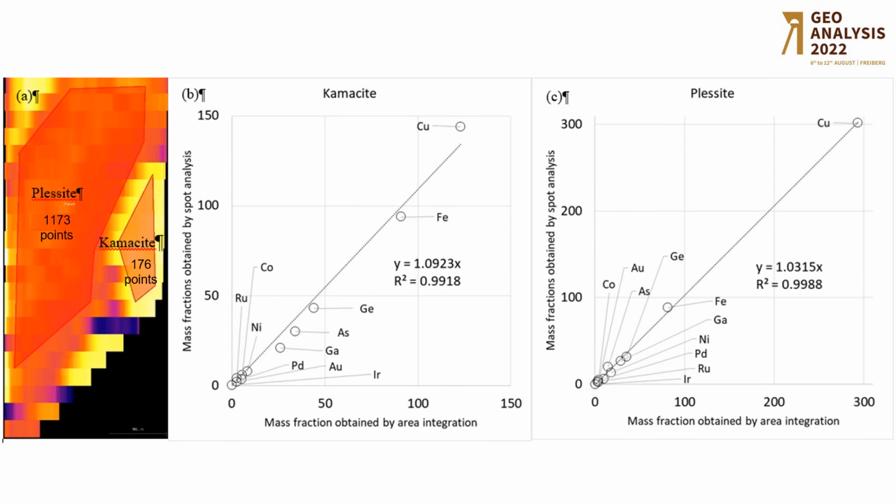Using a software tool, we selected a region of interest to calculate the local elemental mass fractions. The comparison between the results obtained over the integrated area and the previously obtained spot analysis are in agreement, showing that both approaches provide similar data and the same chemical classification.